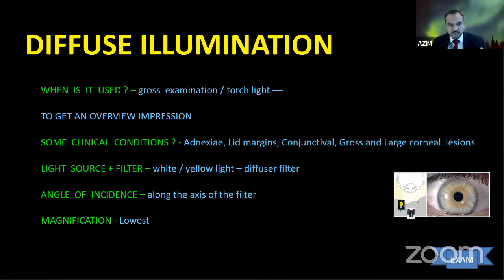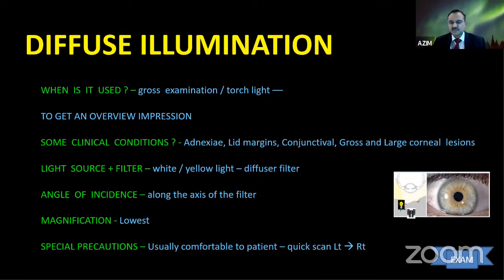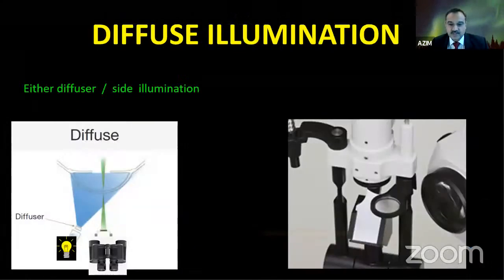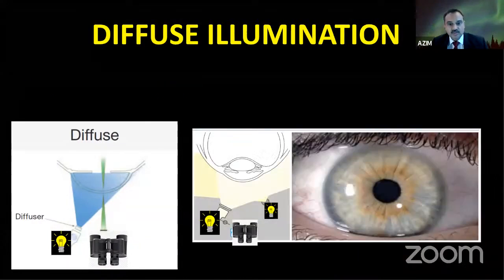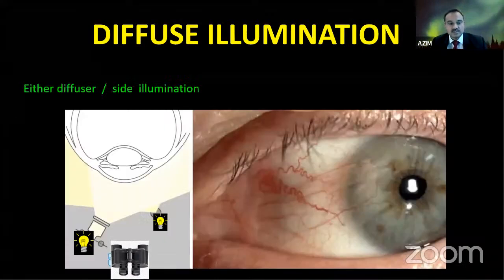It's like seeing a forest from the top in a helicopter. It's very comfortable for the patient. You just quickly scan left to right. Very quickly you can do it. Okay, this is a diffuser. You put the diffuser in front, and the light becomes very diffuse. It can be done with a diffuser like this, or you can use it from the side, and this is how you can see.